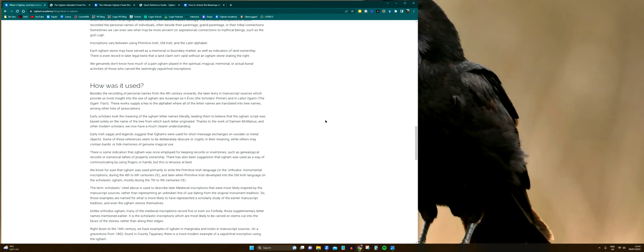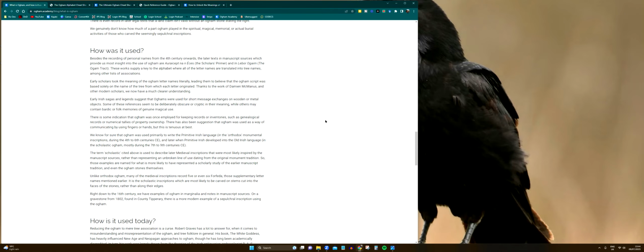There is even record in later legal texts that a land claim isn't valid without an Ogham stone stating the right. We genuinely don't know how much of a part Ogham played in the spiritual, magical, memorial, or actual burial activities of those who carved these seemingly sepulchral inscriptions. So how was it used?